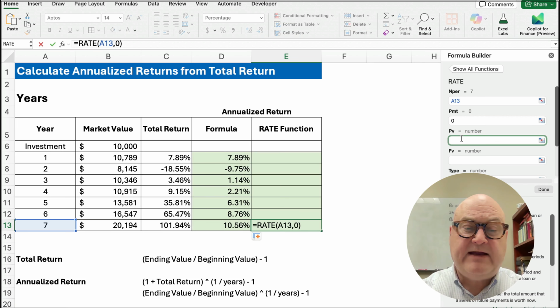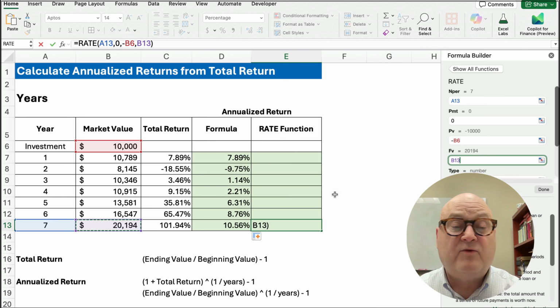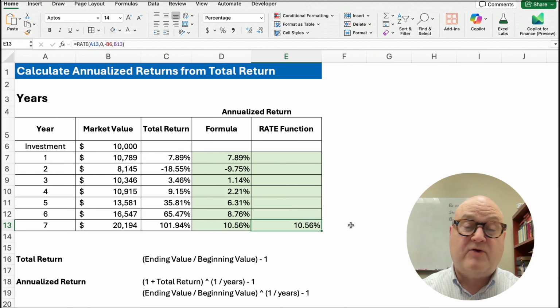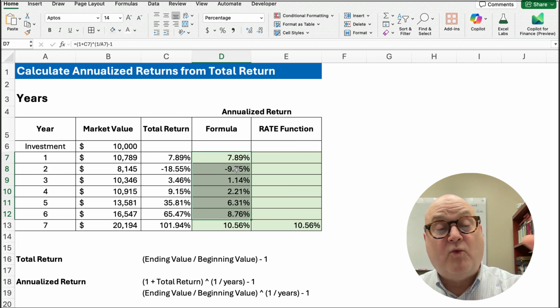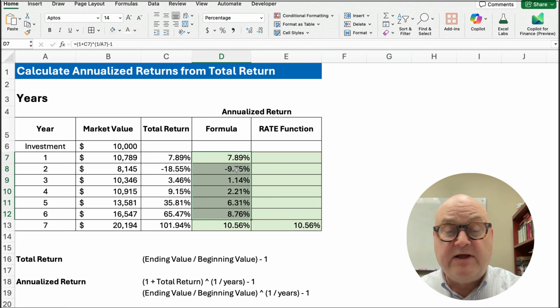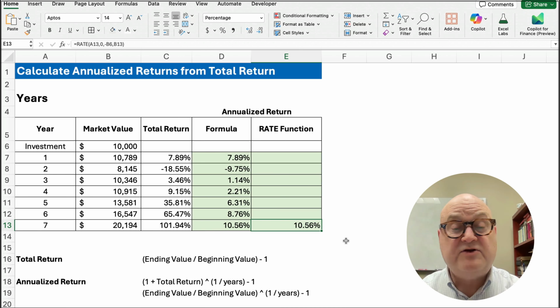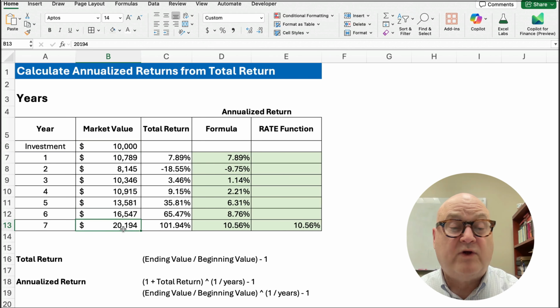Now, present value needs to be negative. I paid out of pocket minus $10,000 and I received a positive $20,194. So what's the answer for the annual rate of return, or the annualized rate of return? It's 10.56. This is 7 different calculations we can make, for period 1 through 2, the first 3 years, and so on. But here we can see that at the end of 7 years, you've earned 10.56% on an annual basis. And so your money has doubled from $10,000 to $20,194.